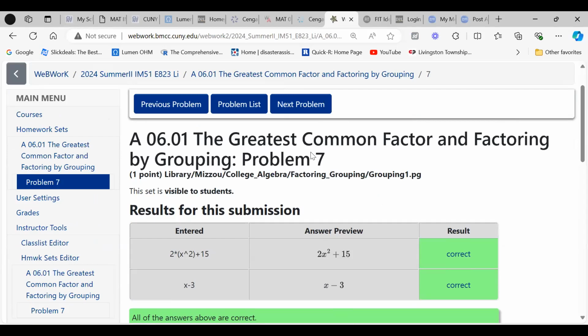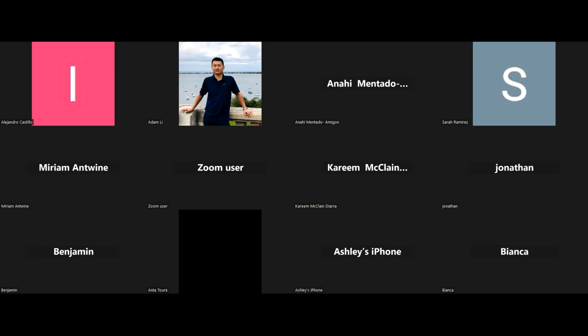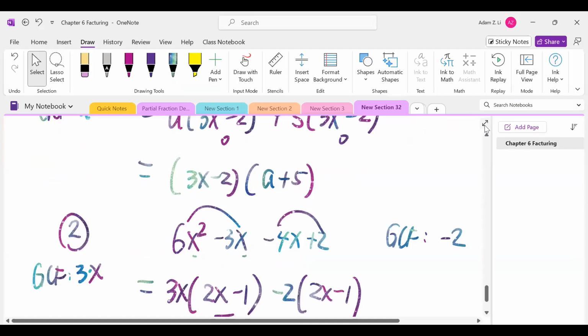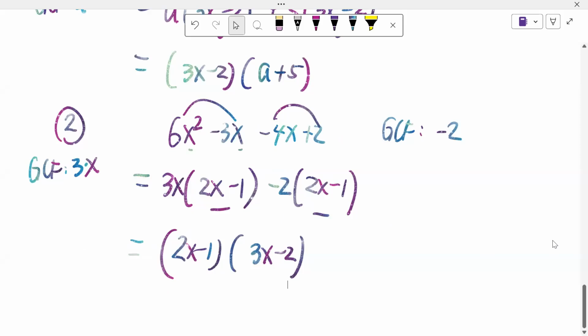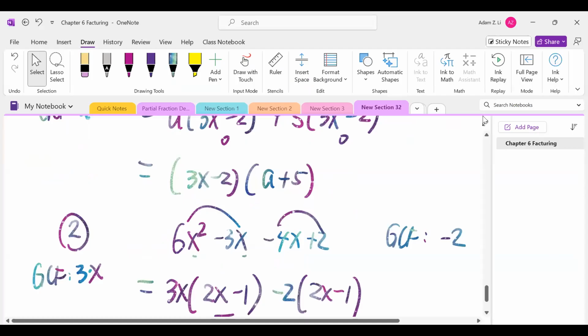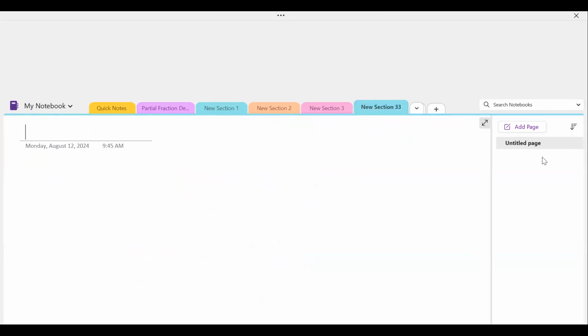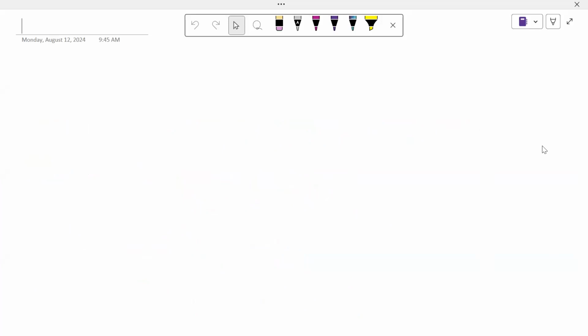Okay, so now I'm going to go back and let's talk about another section, which is section 6.2. It's about factoring trinomials. Let me give you a little bit of the demonstration first, before we look at the examples. Section 6.2 is on factoring trinomials.